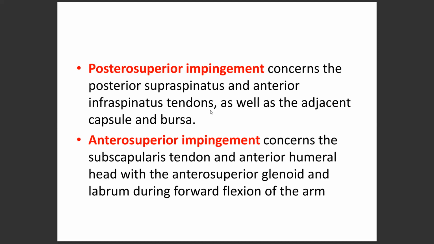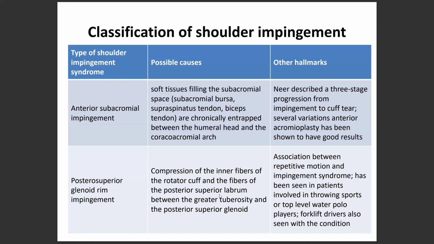So if we compare these two, here we have the two tendons, the infraspinatus and supraspinatus tendon, in which the posterior supraspinatus and the anterior portion of the infraspinatus may be impinged in the posterior superior impingement. While in the anterior superior impingement, the impingement is of the subscapularis tendon and the anterior humeral head with the anterior superior glenoid and labrum when there is forward flexion or elevation in the sagittal plane. So these are some of the classifications of shoulder impingement and their etiology and other hallmarks.